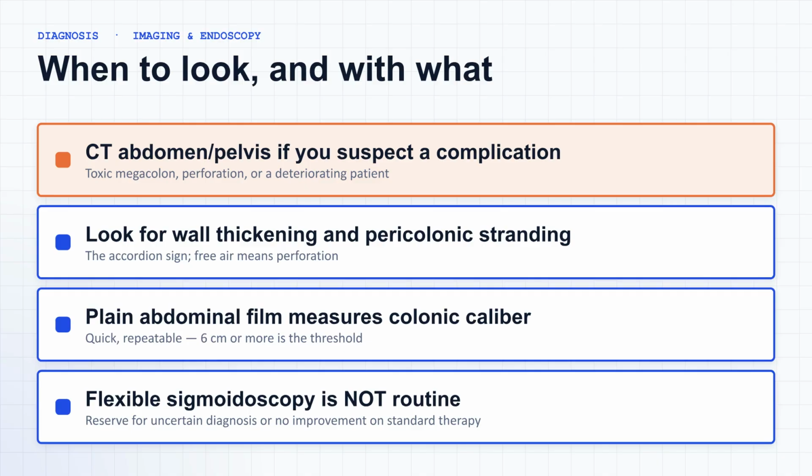Endoscopy is not routine. Consider a flexible sigmoidoscopy when the diagnosis remains uncertain, or when the patient is not improving on standard therapy. Pseudomembranes, seen directly, confirm it. Endoscopy carries a real perforation risk in a severely inflamed colon, so do not order it casually in a sick patient. A limited flexible sigmoidoscopy is enough.